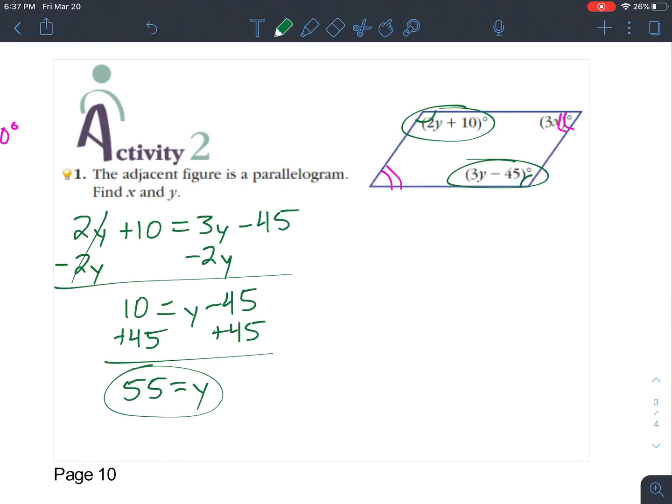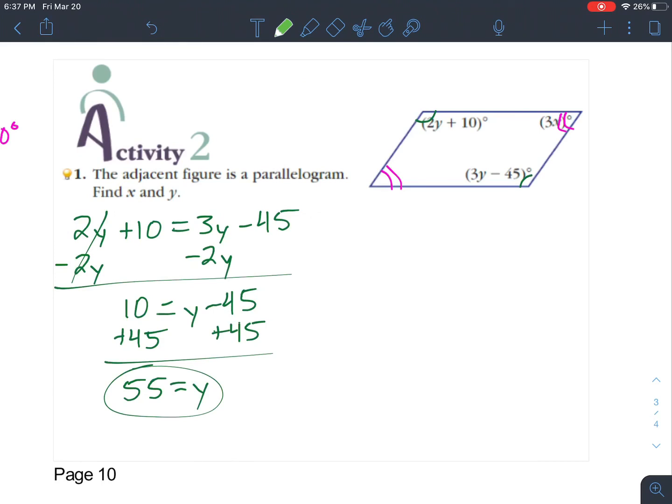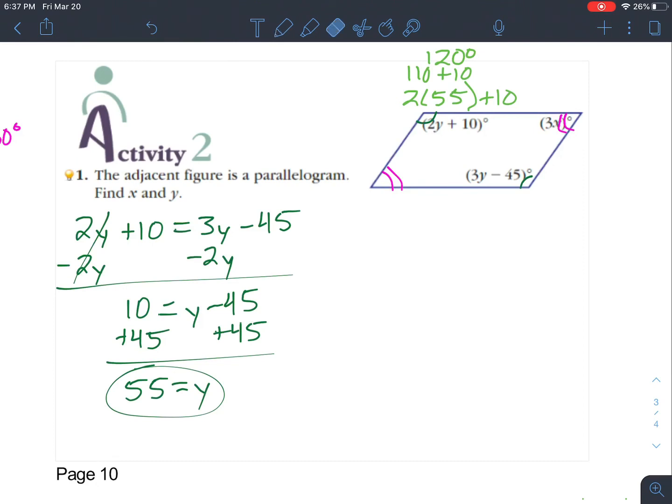Now that we know that 55 is equal to y, we can put that in for either of these angles, and I'm thinking that the top one here looks a little easier. So I'm going to write 2 times 55 plus 10. And if we keep simplifying that, that becomes 110 plus 10. And therefore, that angle is 120 degrees. So let's go ahead. I'm going to move that down so it's a little easier for us to see.